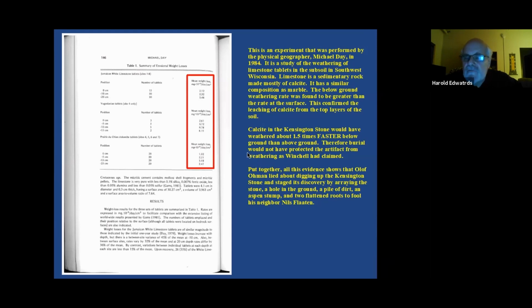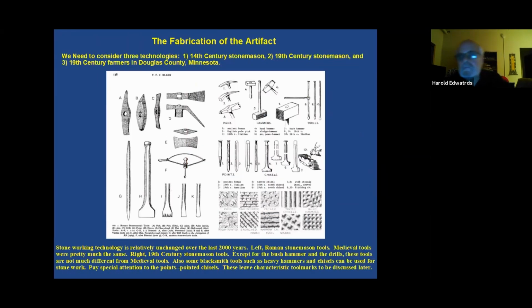What that means in effect is Winchell's assumption that burial would have protected the stone is not true. Putting this all together, it means that the stone is a fake. It would have weathered much faster than the condition that it's in now, and that Olaf Ullmann had lied about his discovery scenario. Let's go to the tool marks on the stone.